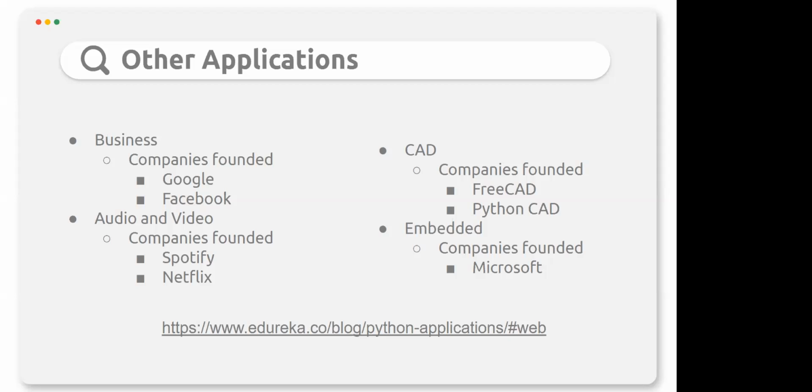If you don't know what CAD is, it's basically computer aided design. It's creating models or actual products on a computer and then 3D printing it into a final design. Some companies that were founded using Python were FreeCAD or Python CAD. And finally, embedded. Embedded means having multiple functions inside a program. Microsoft is a company using embedded applications.